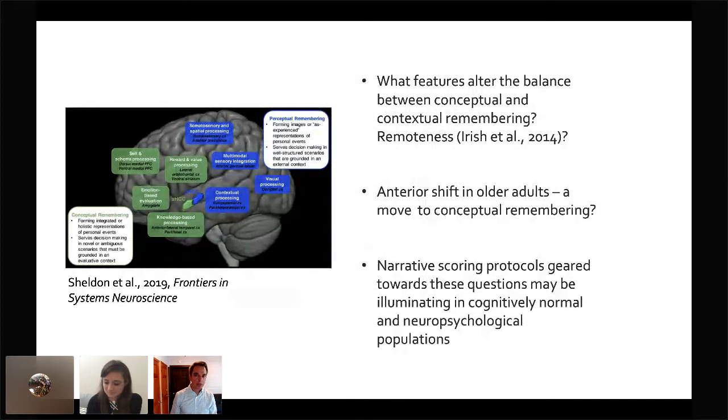So some memories may naturally be more conceptual, and there is some evidence that more remote memories do become semanticized like this. You could also ask whether the commonly reported anterior shift in remembering for older adults might reflect a move towards conceptual remembering. I think this is an interesting question for future work. And part of this will probably be developing narrative scoring protocols like the autobiographical interview, but more geared towards evaluating conceptual versus contextual details.